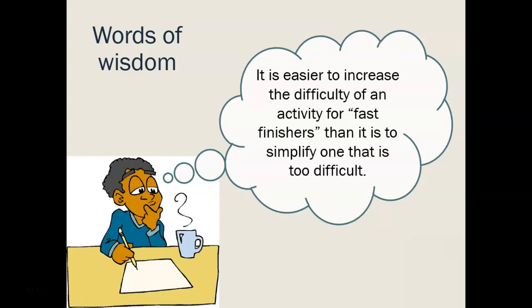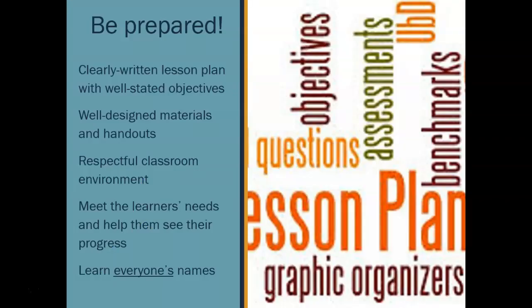Plan your lesson to those lower performing students in the class and have more challenging activities for the fast finishers in your class so that once they have completed the task, you can give them something else to do while the lower students are finishing. Be prepared with a good lesson plan with well-established and clearly written objectives, well-designed materials, you've got a great classroom environment, you're meeting the needs of your learners, and this might seem like a big duh, but learn everyone's names.